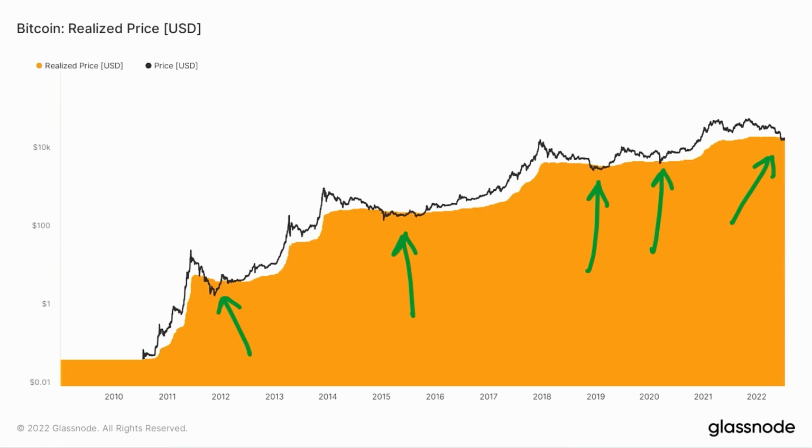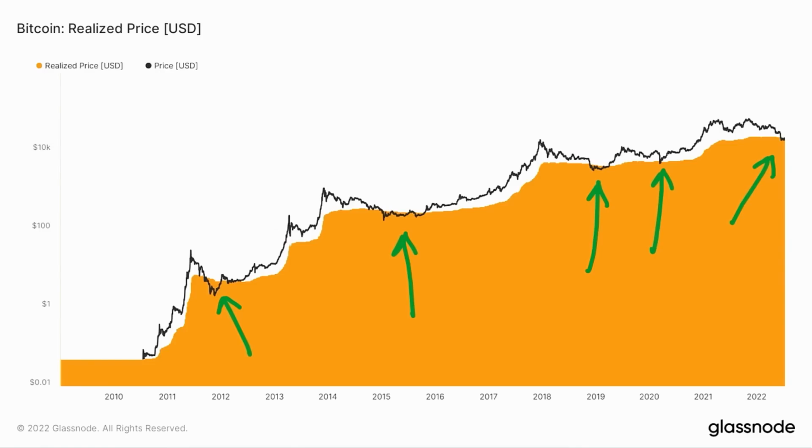Like here, it was in the dollars, and then it rallied all the way up to about $500. Again, here in 2019, it went below realized price. It was around $3,000 here, and then it went up to 69K. And what's happening right now? We have literally just dipped below realized price. This is golden information here.